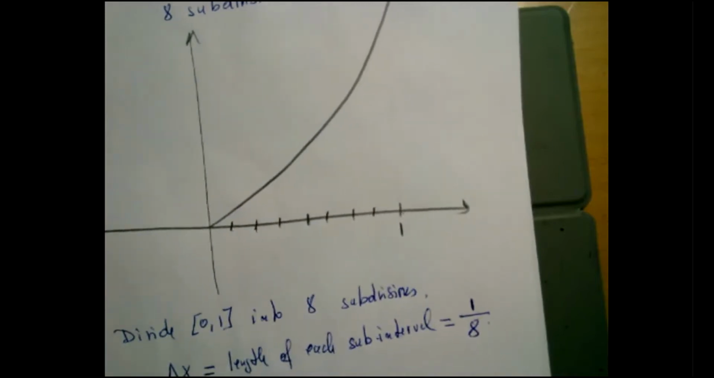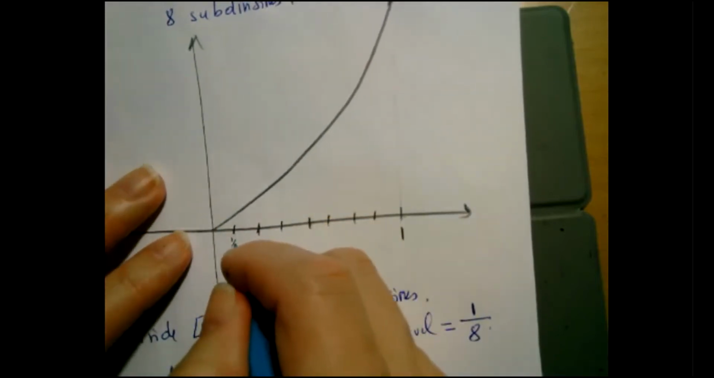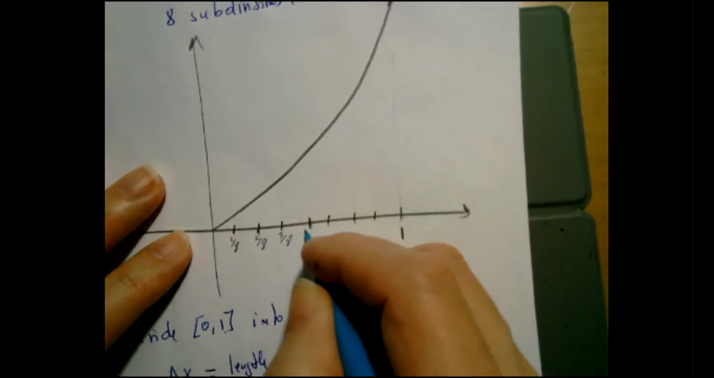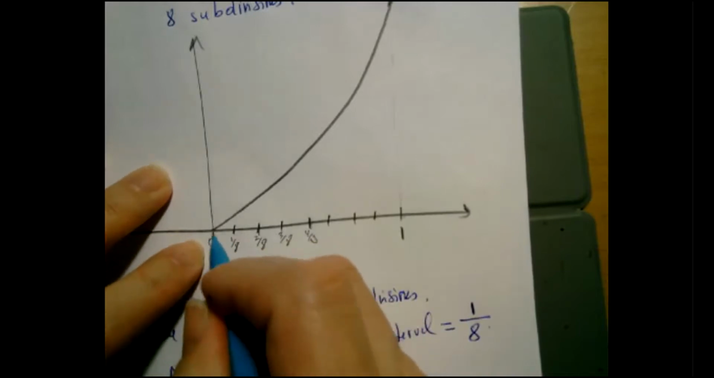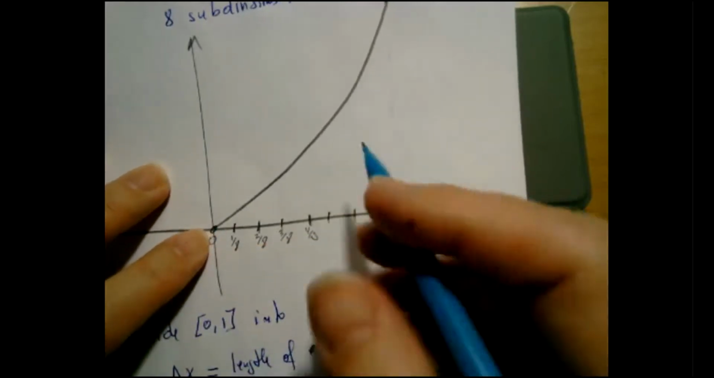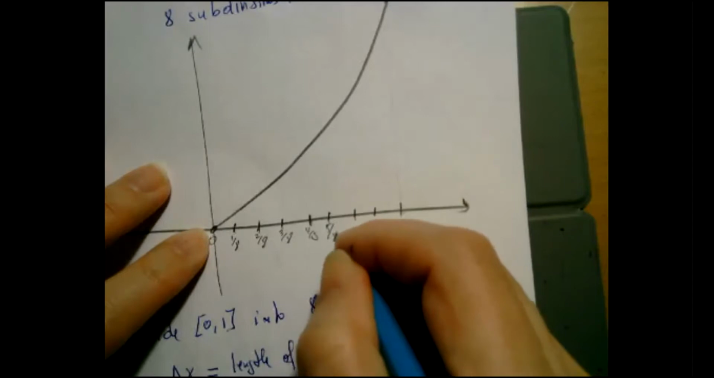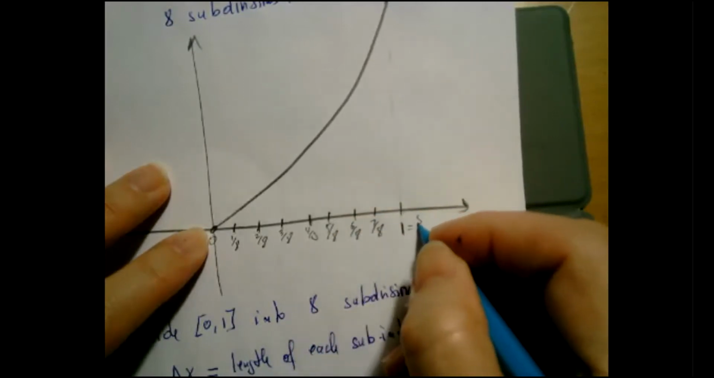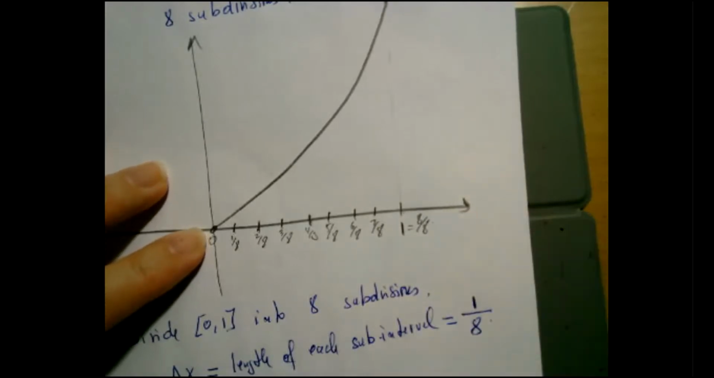And now we're going to take the following rectangle. So this is 1 over 8, 2 over 8, 3 over 8, 4. So it's 1 over 8 because I'm starting at 0. That's important. 4 over 8, 5, 6, 7, 8 over 8. These are my intervals. All right.